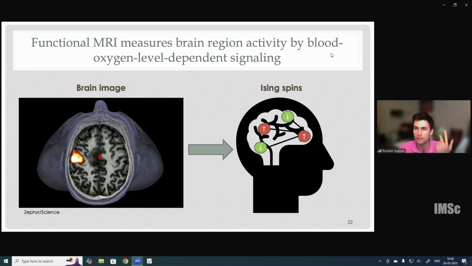The person lies in a scanner, and during the course of that scanning time, for resting state fMRI, the person is doing nothing, just trying to be still and not sleeping. Different regions of the brain are firing, and we can capture that and pre-process that data to make it into Ising spins, where what we call an upspin is the firing is increasing.